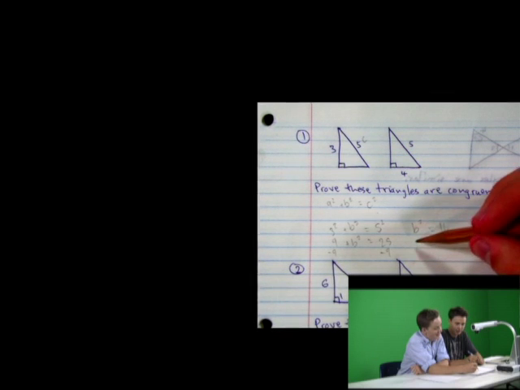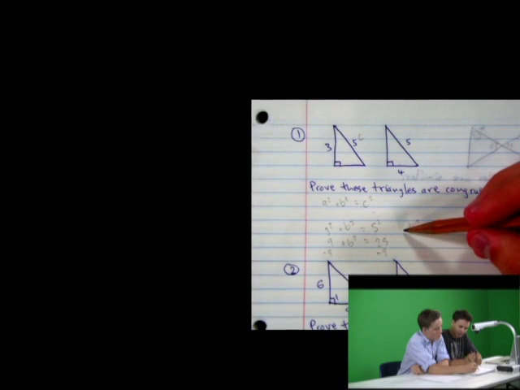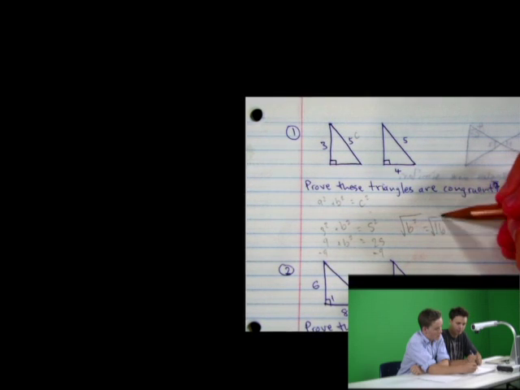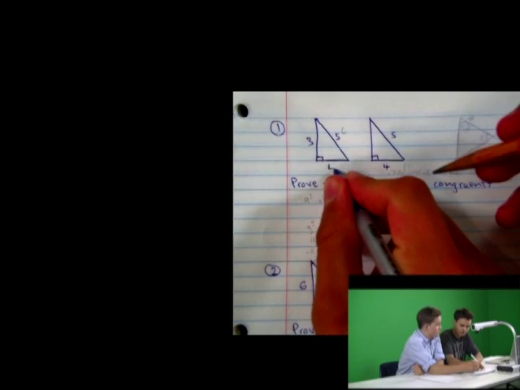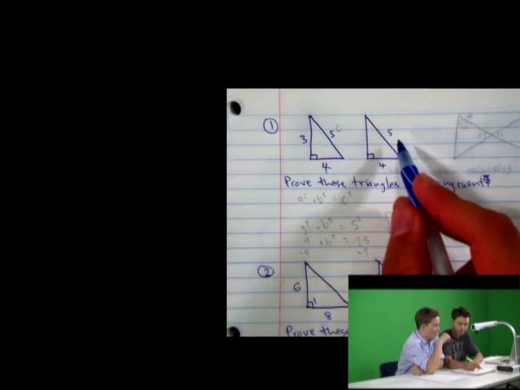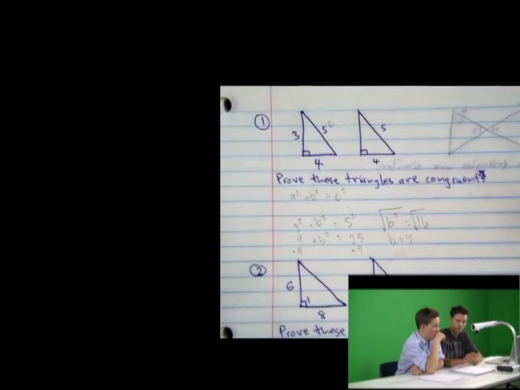Okay, so 3 squared is 9 plus b squared, 5 squared is 25. And then if you subtract 9 from both sides, b squared equals 25 minus 9, which is 16. And how do you find b? Because that's b squared, you would want to take the square root of both sides. So b equals 4. So you know that this is 4, and that's 5. So then you want to find this to see if they're congruent.